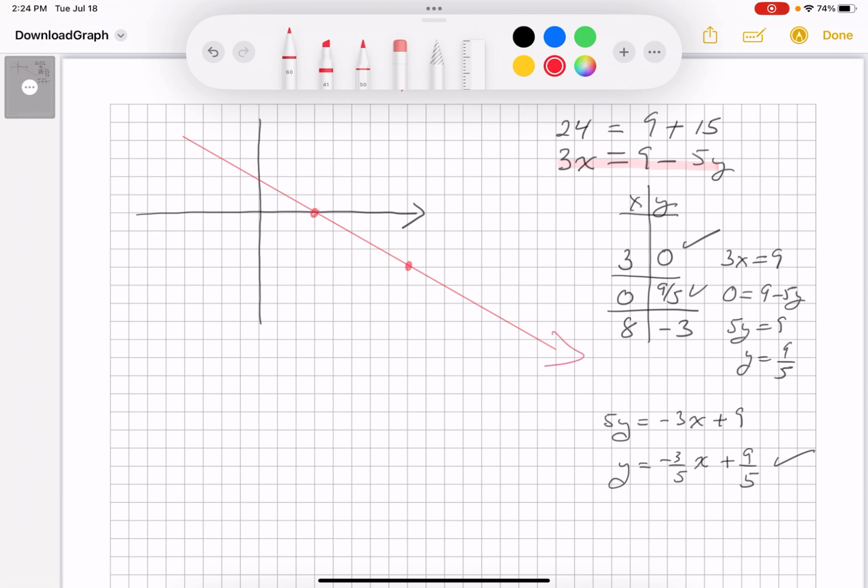Put arrows over here. And someone says, I wonder what you just did over there. I drew a line through the 2 points. What 2 points? 3, 0. That's right there. And the other point I put down is 8, minus 3. All right, 8 units over, and then 3 units down. Question is, did I hit the other point, which is 0, 9/5? Well, I'm going to say this point over here is 0, comma, 9/5.